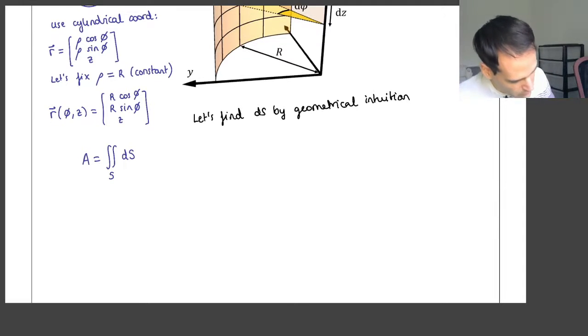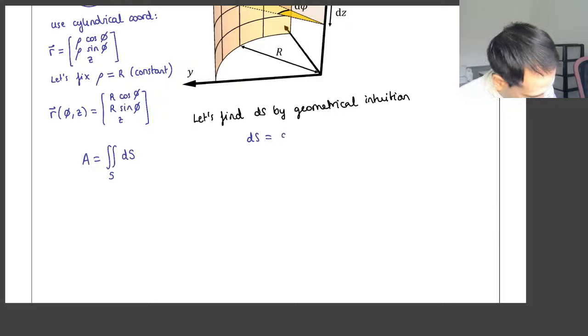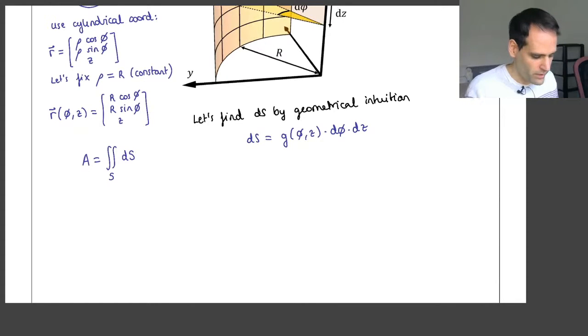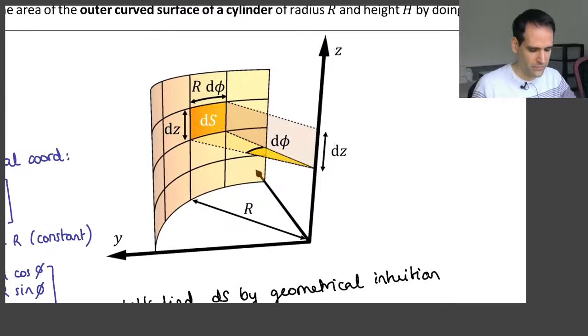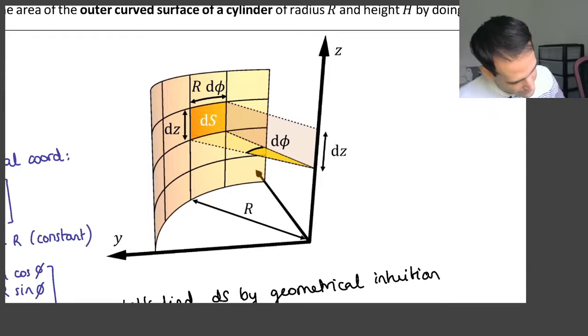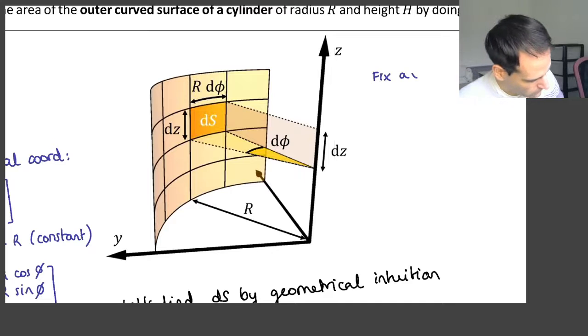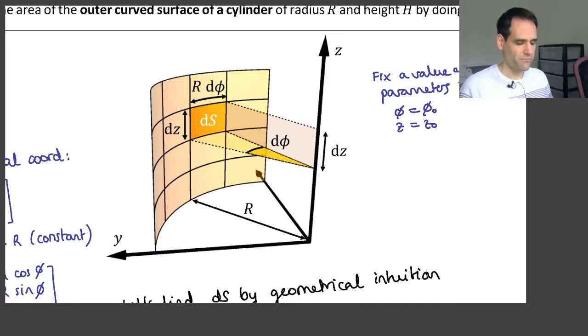So we know that ds will be something which depends on the two parameters times the differentials of the two parameters. Okay, that's always how ds looks like. When you have a surface that depends on two parameters, you need to find this stretching or squeezing factor. So the way you find it by geometrical intuition is the following. You fix a value of the parameters. For example, phi equals phi 0 and z equals z0. So you fix a value, okay?